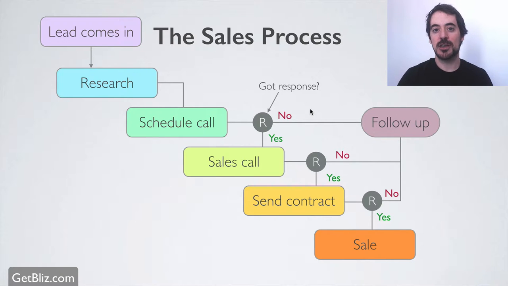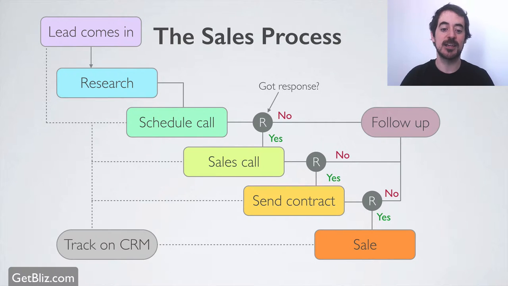You can see here that when you get enough volume of leads, this can get really tricky to track. Let's say you had 10 leads last week, and you're in different processes of this sales funnel, and you forgot to follow up. You don't want to forget to follow up because you may lose business. So what you do is track it, and you track it using a CRM system, a customer relationship management system, that allows you to track the state of every single lead.